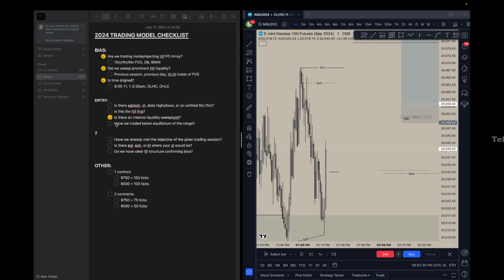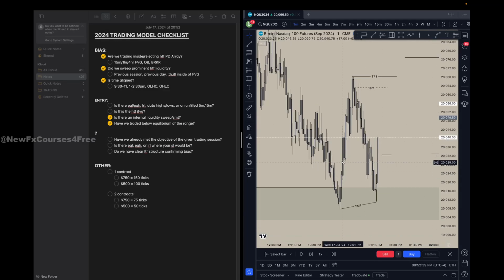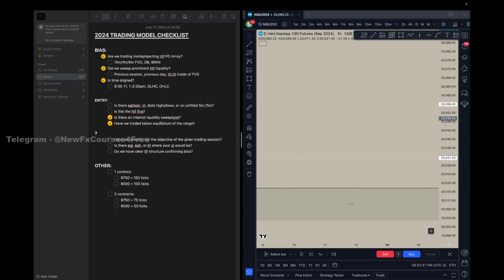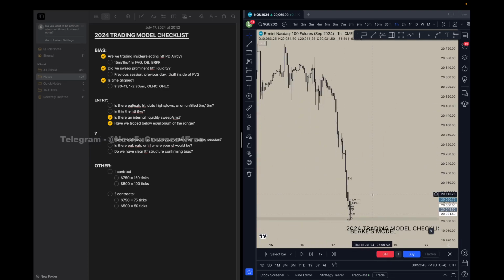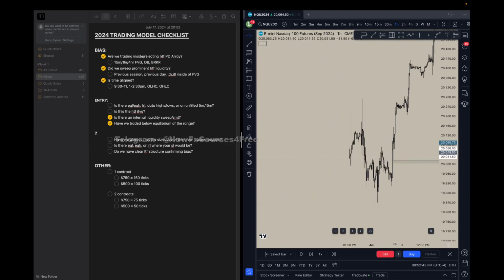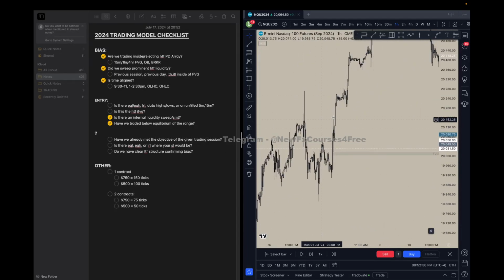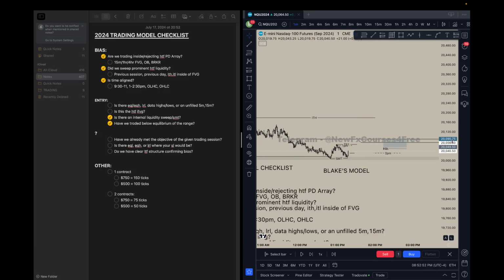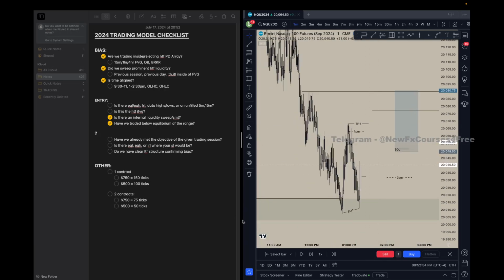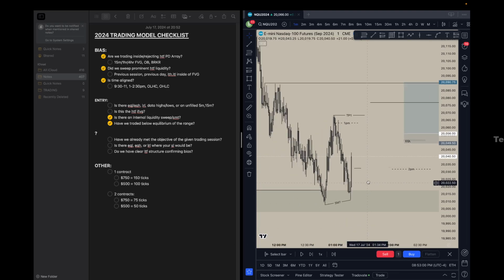Okay, nice. Do we trade below equilibrium of the range? We have equilibrium here, but also overall on this range here. If you look in the hourly chart, we are obviously very discounted. Okay. Finally, is there equal lows? Wait. No. That's not enough. Okay, so check mark here.